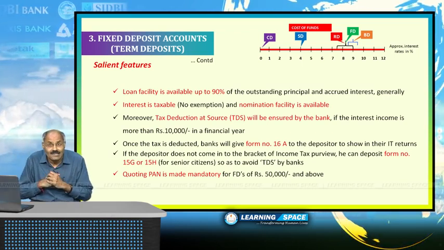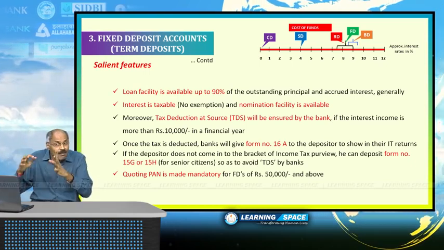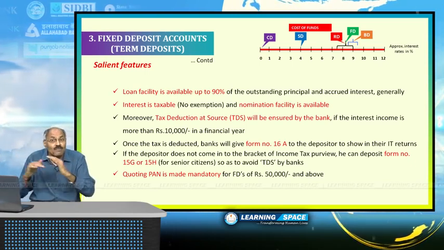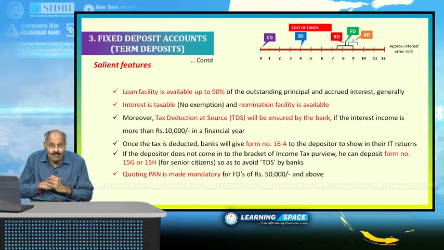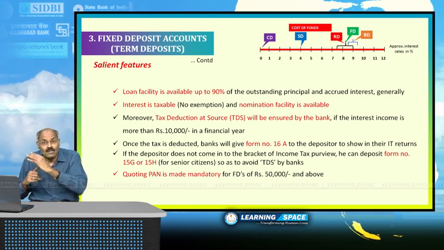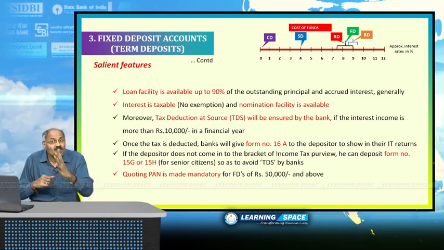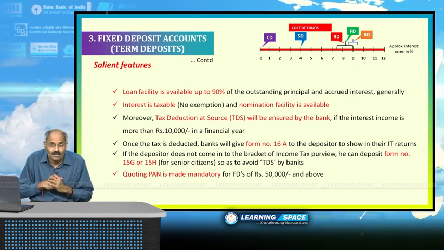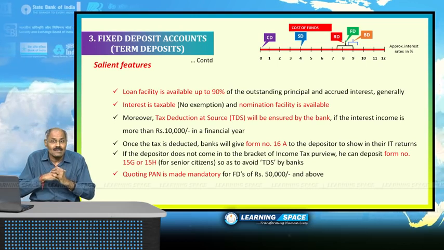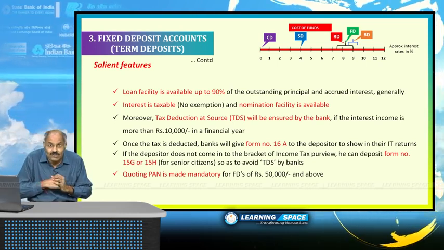Other important aspect is quoting permanent account number or PAN number is a must if you are depositing 50,000 or more. Quoting PAN number is must when you are depositing 50,000 or more, and know your customer guidelines or KYC guidelines are a must for any type of account, and details about these KYC guidelines we are going to discuss in the subsequent lectures.